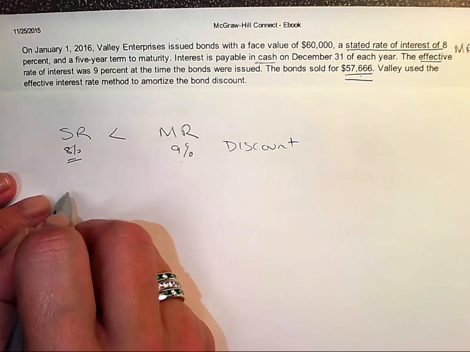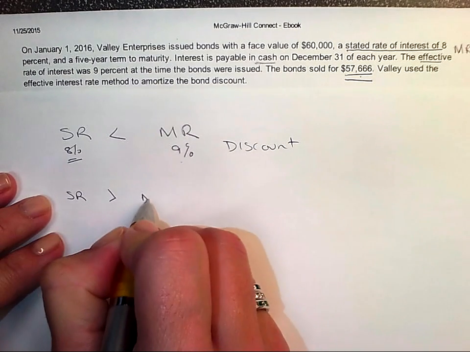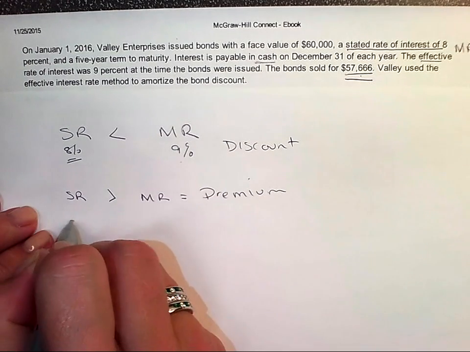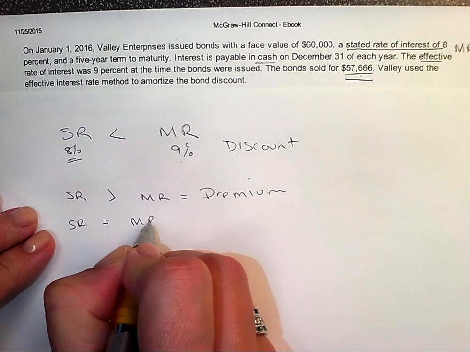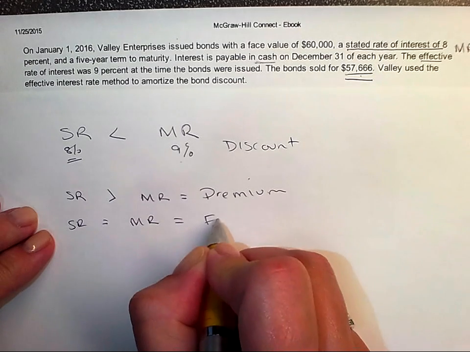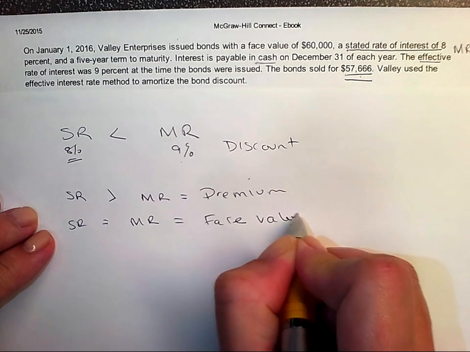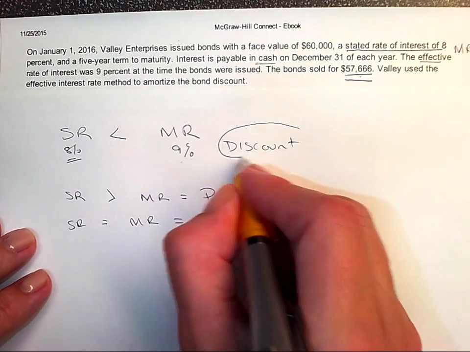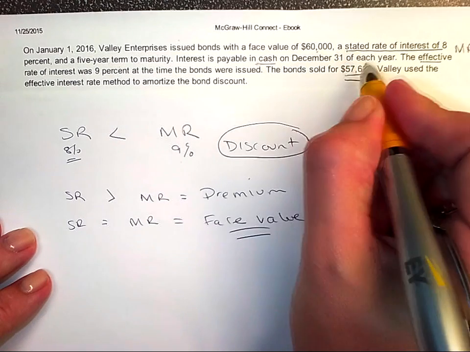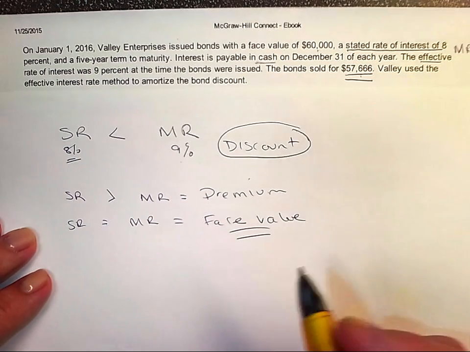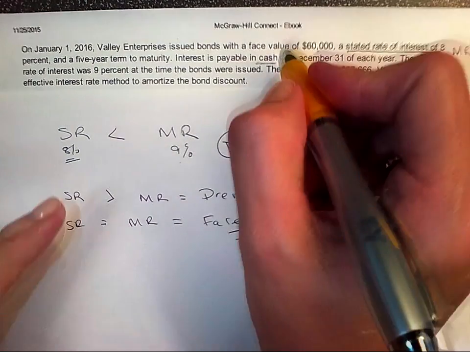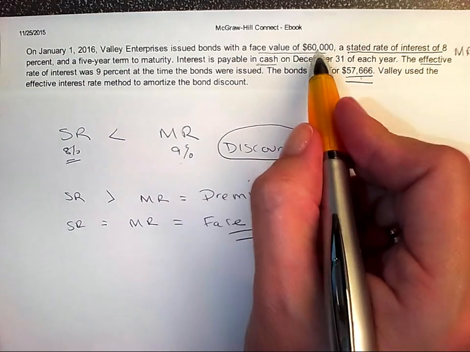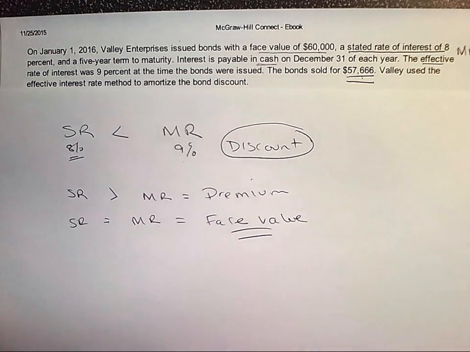The other things that you could possibly have is when the stated rate is greater than the market rate, that would mean that you would have a premium. And if the stated rate and the market rate were equal, you would have an issue price equal to face value. Since we know it is a discount, I'm expecting that the issue price will be less than the actual bond's face value. The face value is what I'm getting back at the end of the term. I'm getting $60,000 plus the interest every single year.